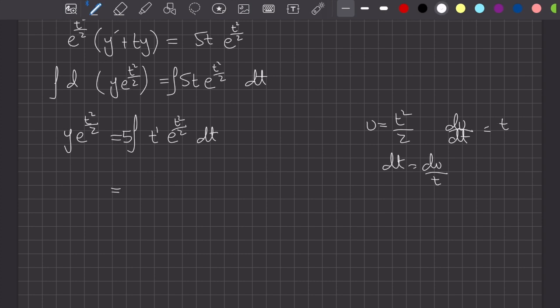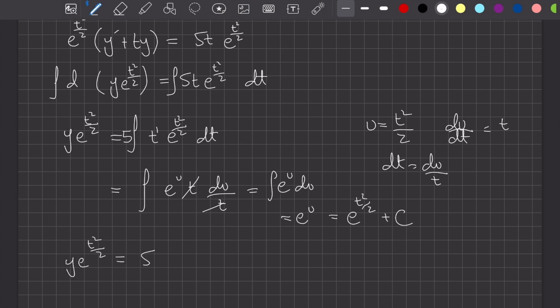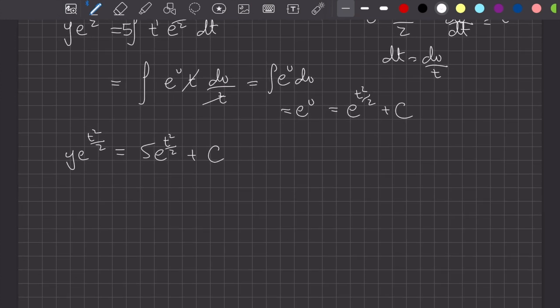We can plug this back in. e power u times t times du over t. We cancel the t's, giving the integral of e power u, which is just e power u, and back substituting, it will be e power t squared over 2 plus c. Finally, we can divide e power t squared over 2 on both sides to get the final answer, y equals 5 plus c times e power negative t squared over 2.